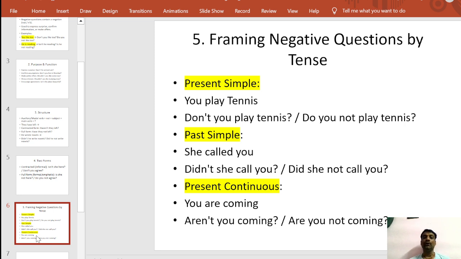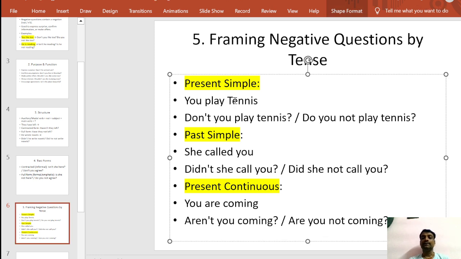So next we can see some changes of the sentences in framing negative questions by important tenses. You can observe this statement is in the simple present tense: You play tennis. Now you observe it doesn't have any helping verb. That is why we use don't to form negative questions. Don't you play tennis? is the proper answer. If you want to go with the elaborated form: Do you not play tennis?